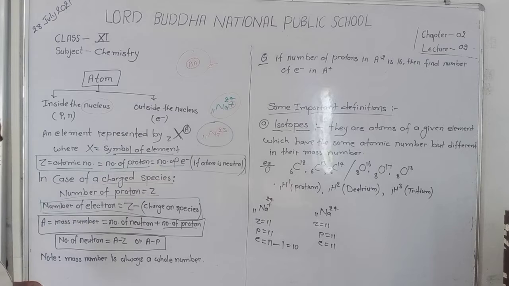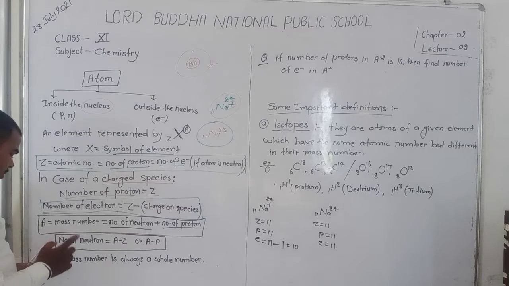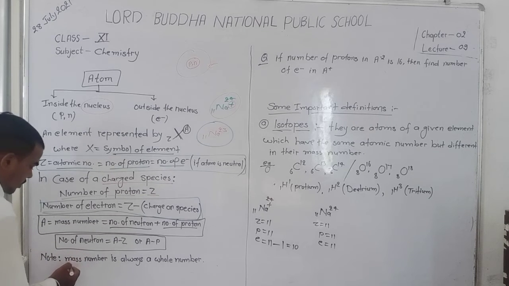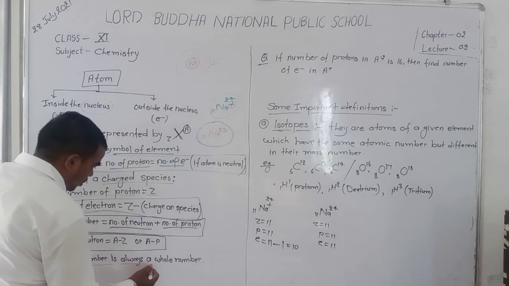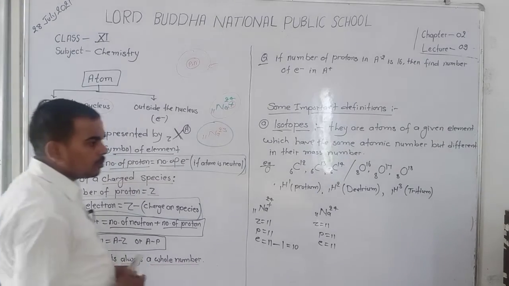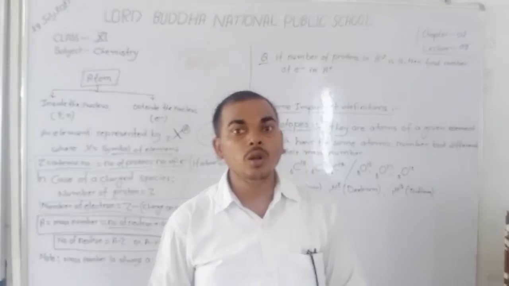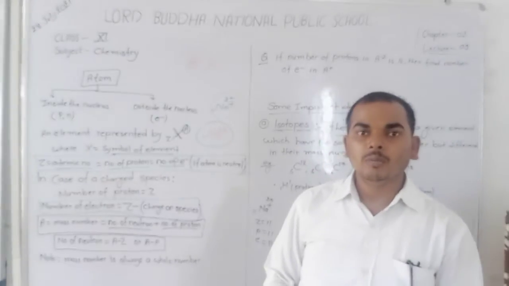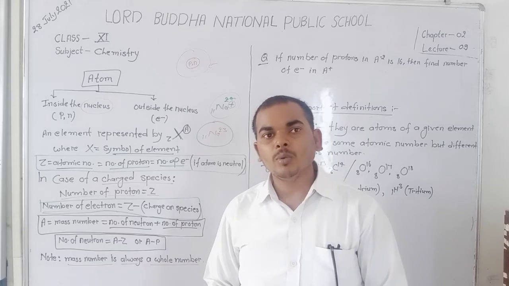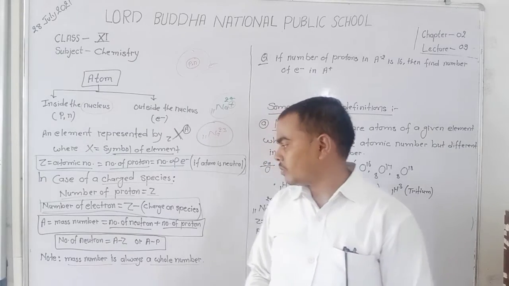Okay student. Dear student, always remember mass number is always a whole number. Mass number is not a fraction. It is always a whole number, because it is the sum of proton plus neutron.